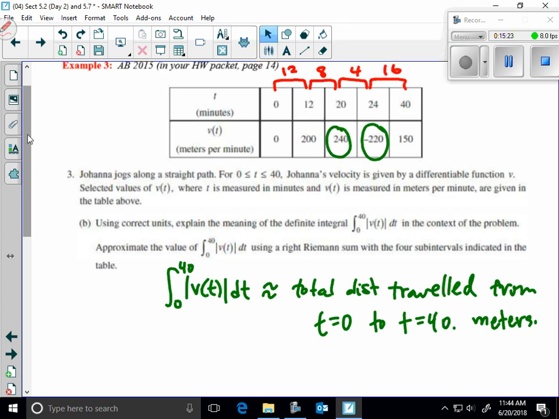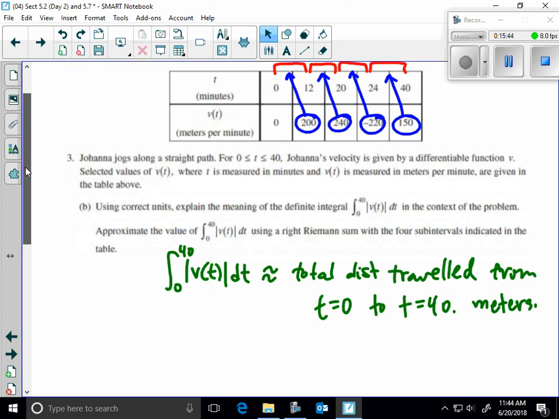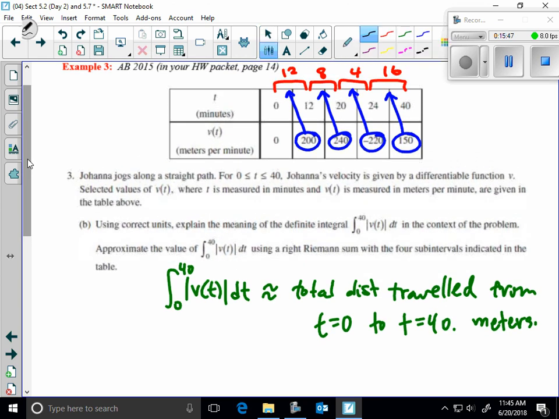A right Riemann sum would require us to use the right edge of each interval. So we would use that edge for the 12. We would use 240 with 8. We would use negative 220 with 4. And we use 150 with 16. So let's multiply those together, and let's do the absolute value. Okay, so the integral from 0 to 40 of the absolute value of v of t dt would mean that we're just going to take the absolute value of each of our velocities, which only changes one of those from negative 220 to positive 220.